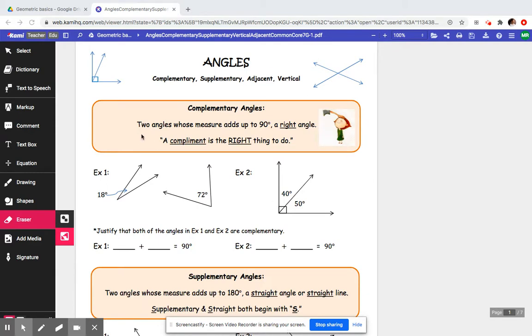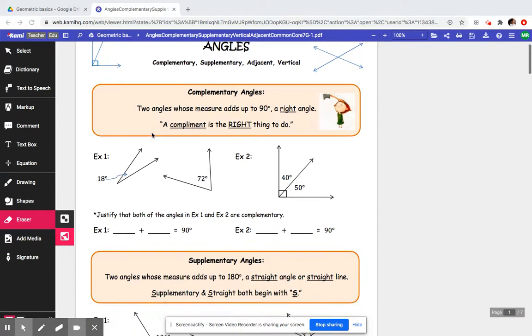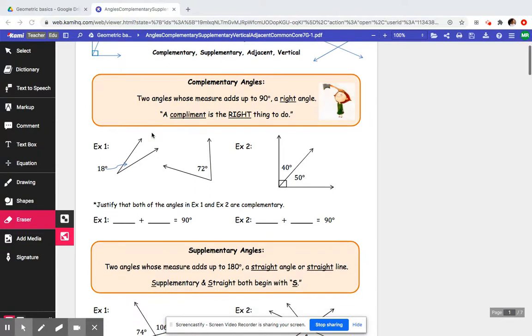A good way to remember complementary angles is that a complement is the right thing to do. Complementary always creates 90 degree angles. That's a good way to remember it, because people tend to get complementary and supplementary confused. But a complement is the right thing to do.